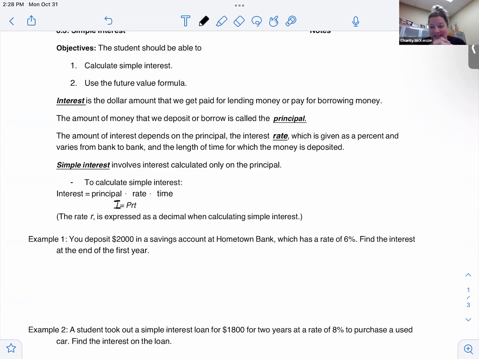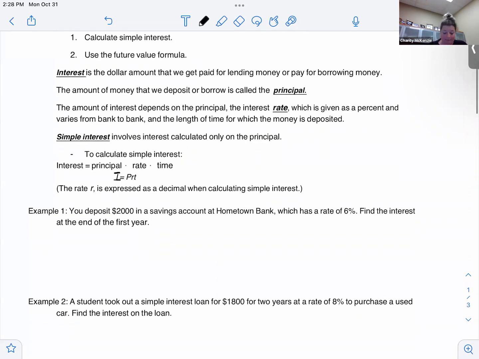Now, simple interest is so easy to calculate, but guess how many of your accounts have simple interest? Almost none. So it is something we need to know how to do, but really it isn't as common as we hope, because the next section will be more common.